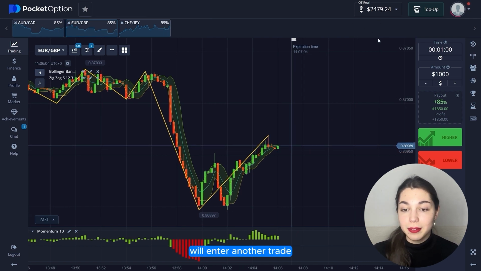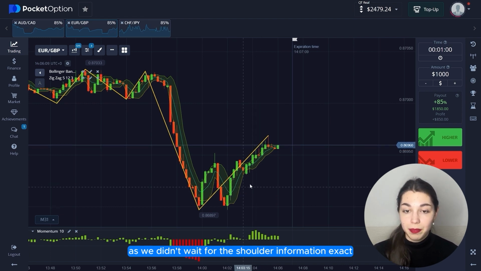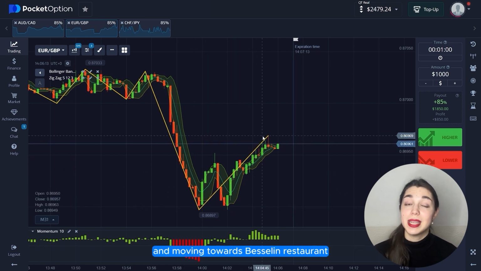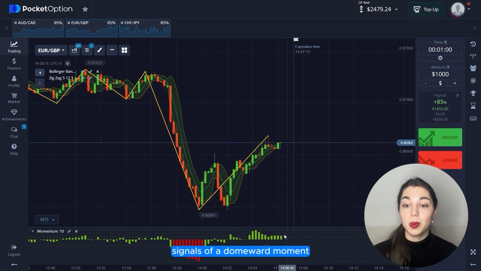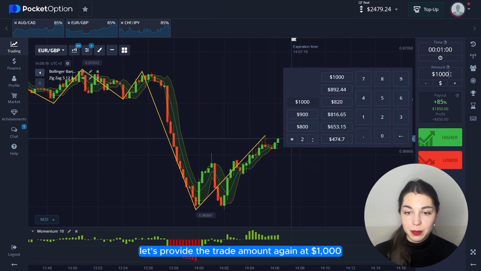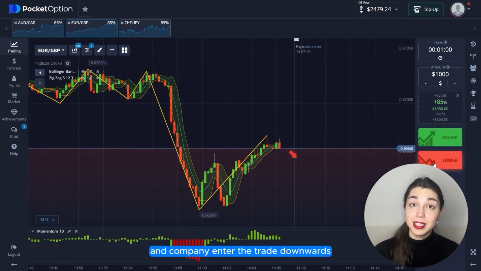We'll enter another trade as we didn't wait for the shoulder formation. Zigzags are still along the tops of the shadows and momentum bars are moving downward. There are strong signals of a downward movement. Let's set the trade amount again at $1,000 and confidently enter the trade downwards.